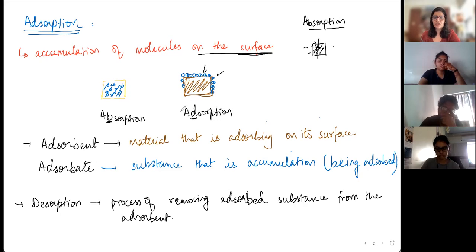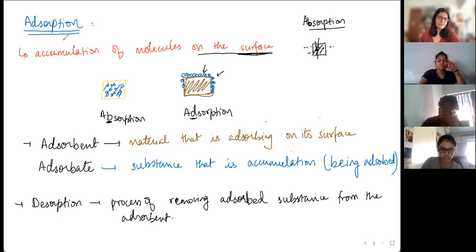Some terms related to adsorption: you have something called adsorbent and something called adsorbate. The adsorbent is the substance on the surface of which the phenomenon happens. It's the adsorbent surface, which can adsorb something else. And the adsorbate is the substance that's accumulating on the adsorbent, the substance that's being adsorbed. So the adsorbent is the brown thing, that's why I've color coded it, and the adsorbate is the blue thing, the thing that's accumulating on the surface.